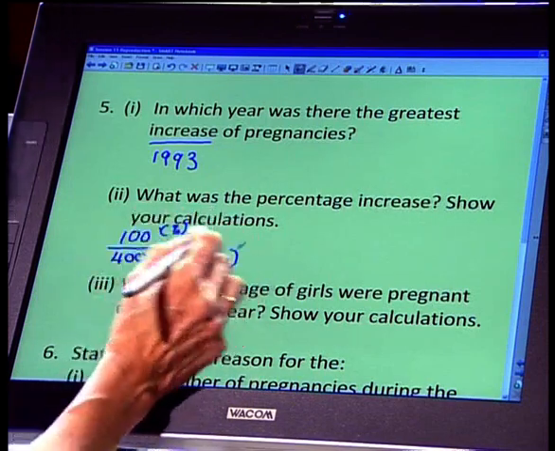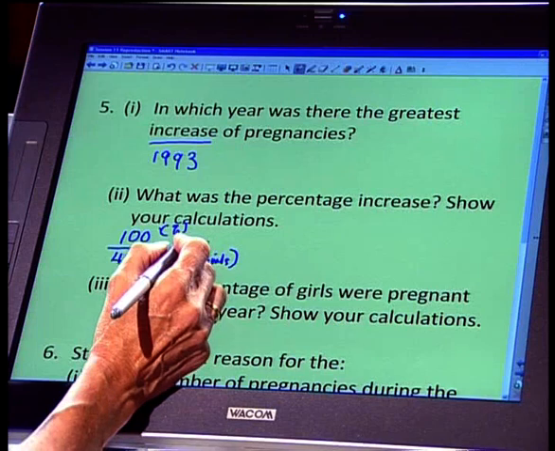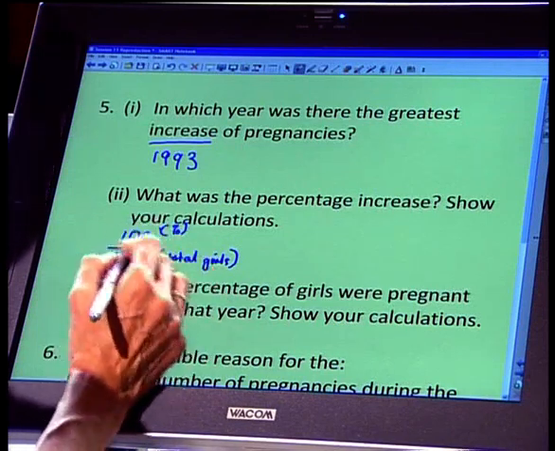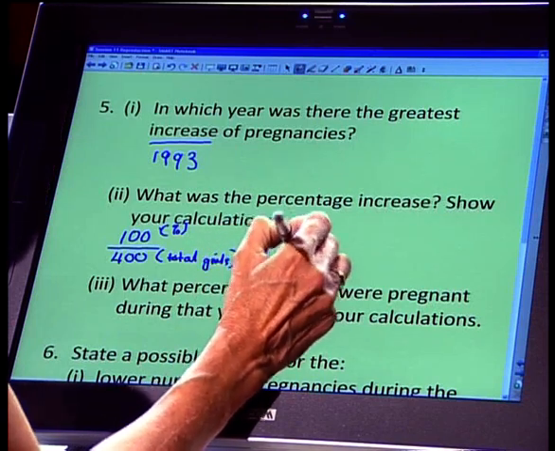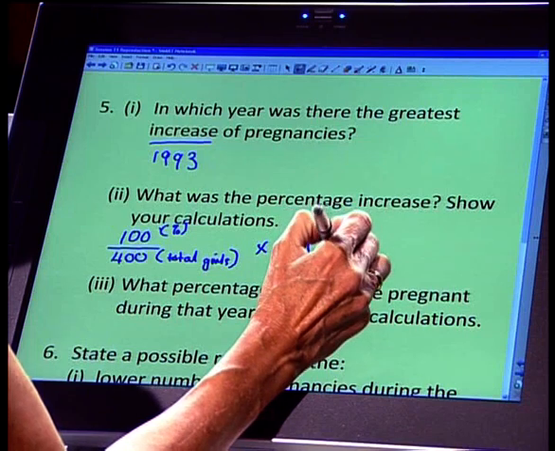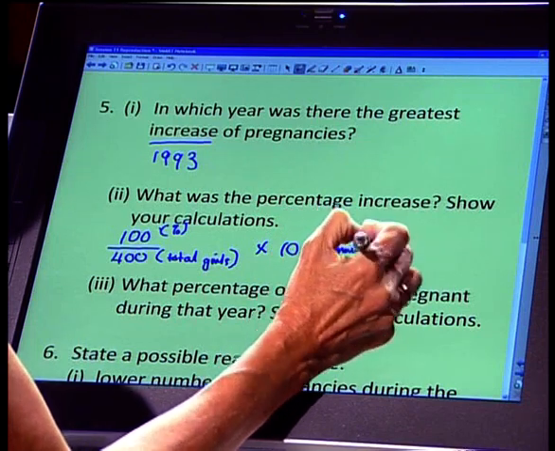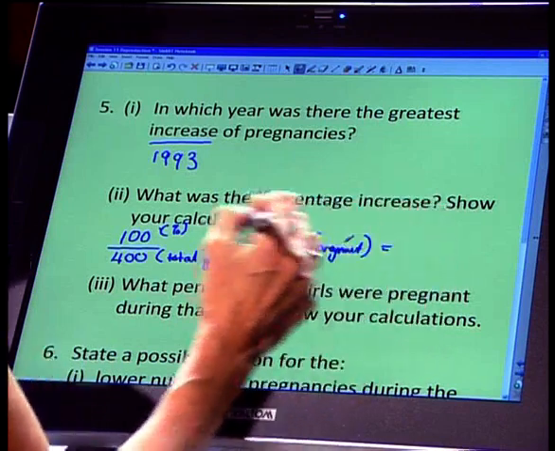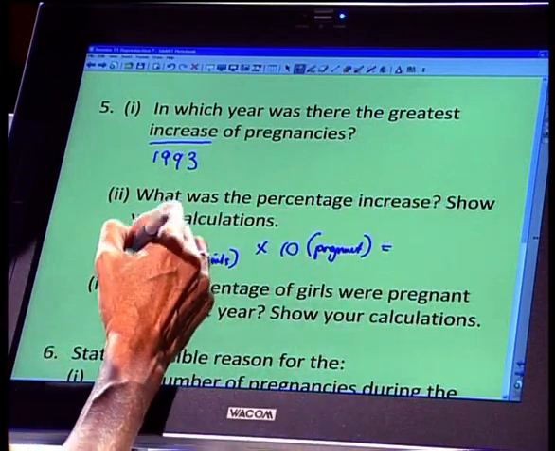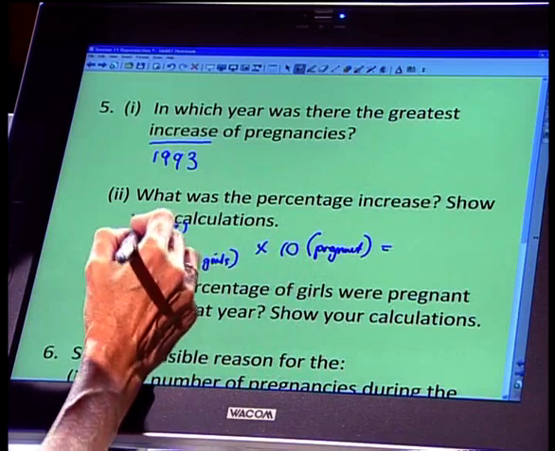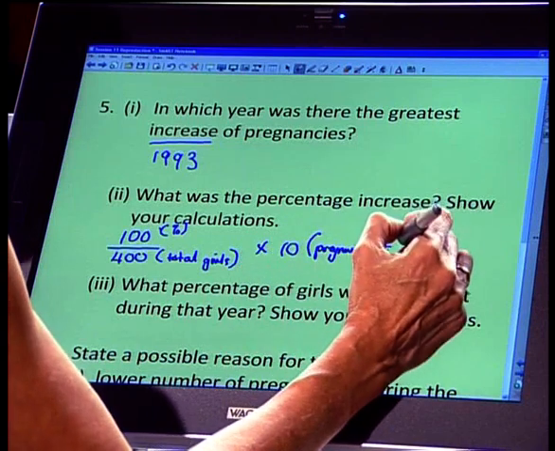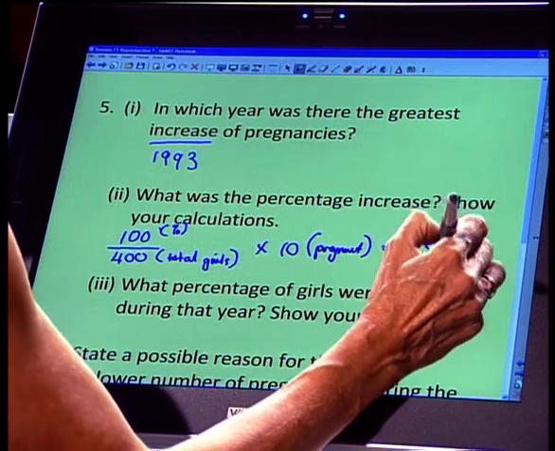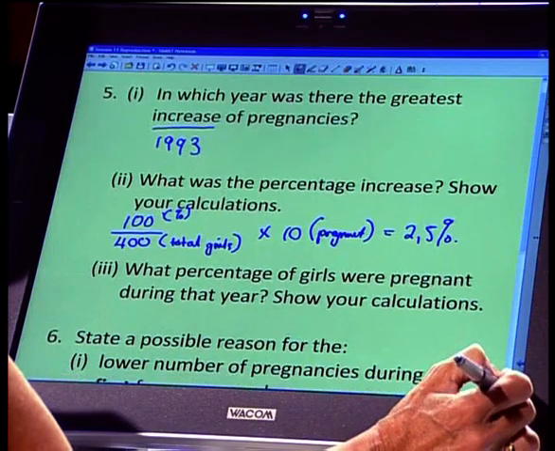I'm writing this here so that you never do this when you're calculating, but it's so that you understand what I'm doing, okay? Times the 10 girls, and they were the ones that got pregnant. If you calculate that, that's a quarter, so it's 25%, but you've got 2 noughts, so you move it back. Times 10 is going to give you 2.5% of the total number of learners.